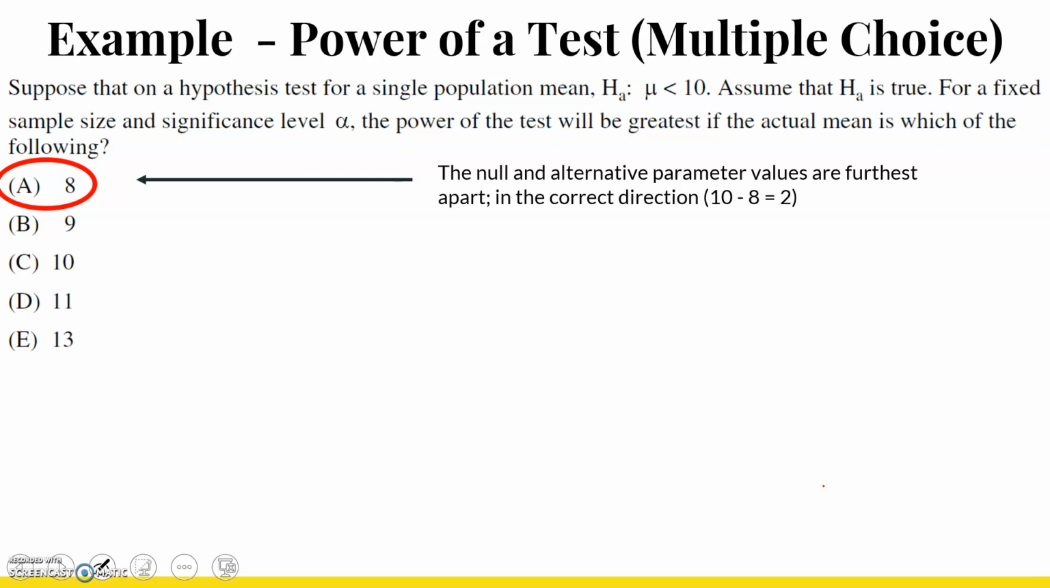So that knocks out a few of our answer choices. Only leaves you with these two. And you want, again, the null and alternative parameter values to be the furthest apart in the correct direction. That gives you an answer of 8 being A.